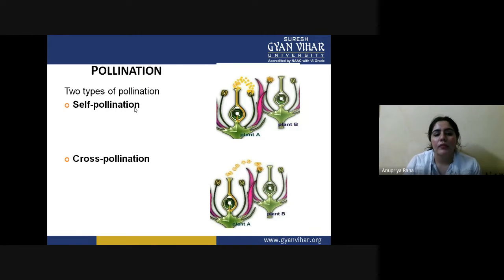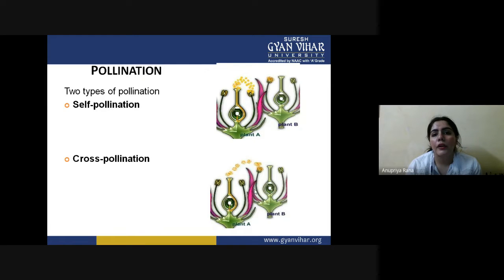Now the second one is cross-pollination. So what happens inside cross-pollination? You can see there is a plant A and this is a plant B. In this condition, plant B, containing the anther with pollen grains, transfers pollen to the plant A stigma. Now the flower has to be different, or sometimes the plant has to be different. Not on the same plant; they can also pollinate a different plant. That is called cross-pollination.